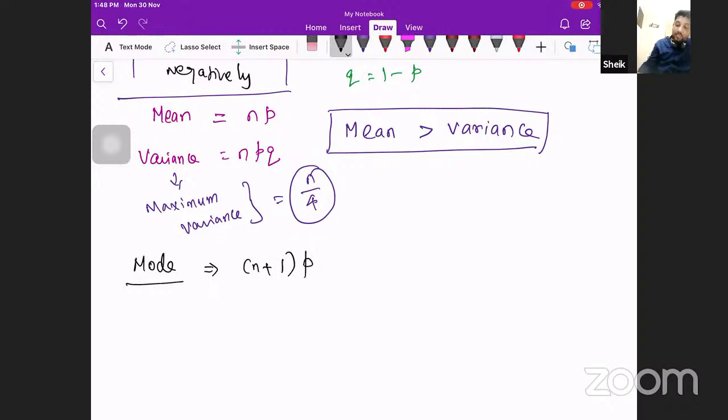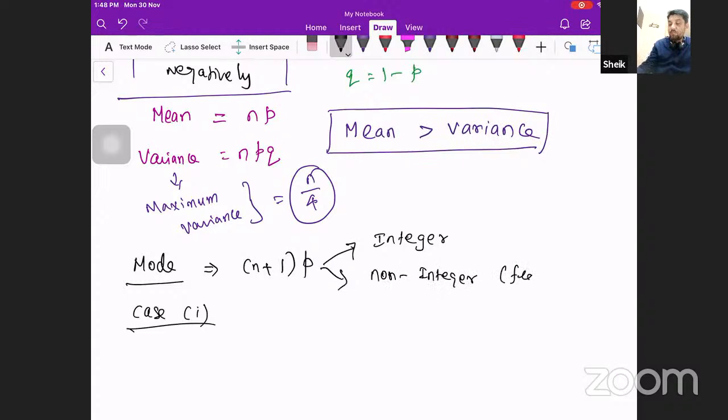Okay. Now, here there are two cases. Case 1: this (n plus 1) into p can be an integer, like 5, 6, anything you can get, or non-integer. These are the two possibilities. Non-integer means a fraction or a decimal. But integer means no fraction, it's a whole number.